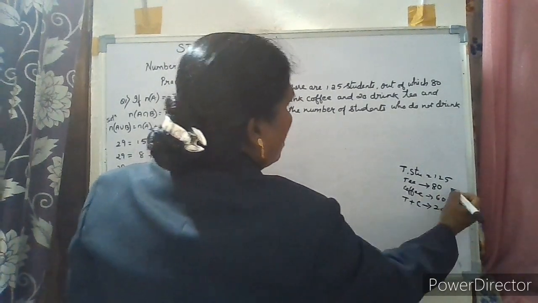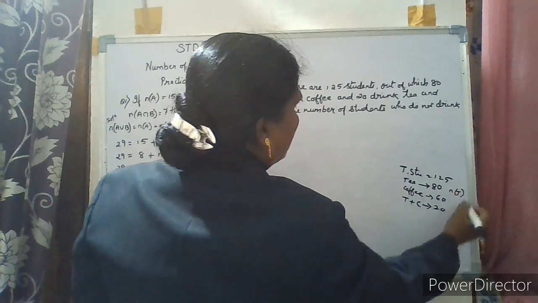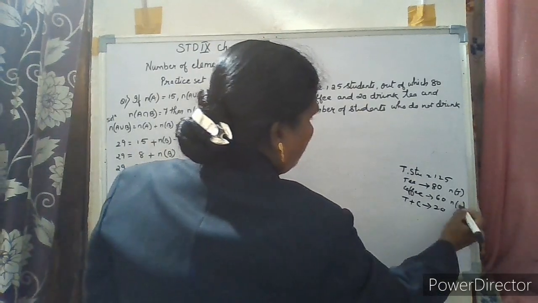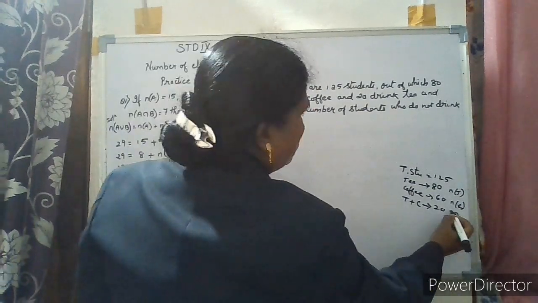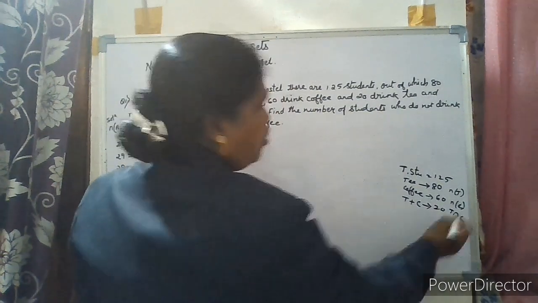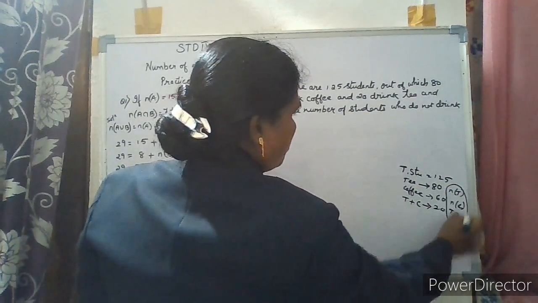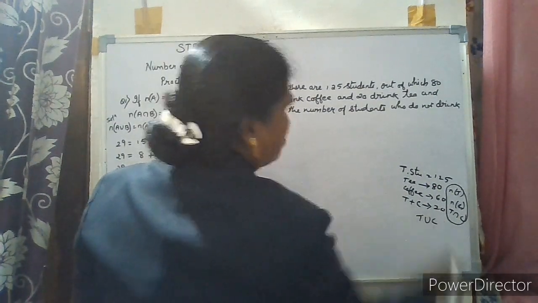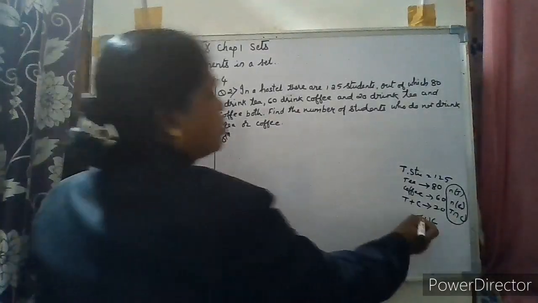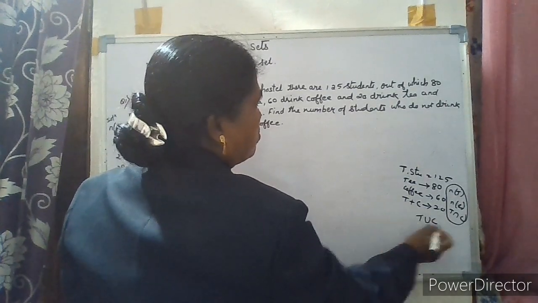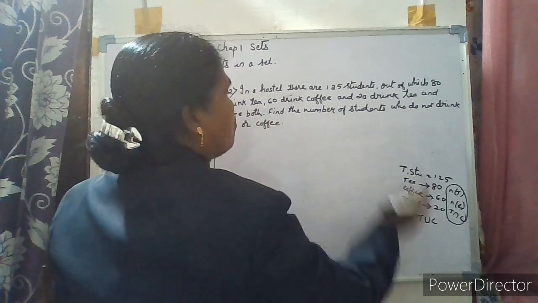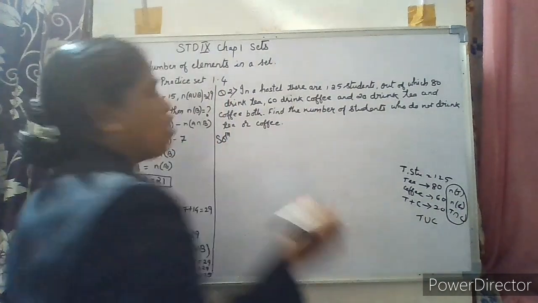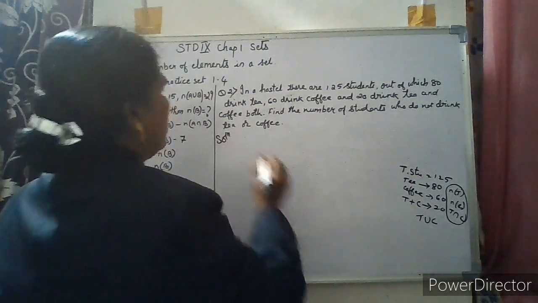Suppose this is the number of elements of tea, this is the number of elements of students drinking coffee, and this is T intersection C. So we have got three terms here. We can find out the fourth one, that is T union C, from the formula. Then we can find out the number of students who do not drink either tea or coffee. So let us start with the solution.